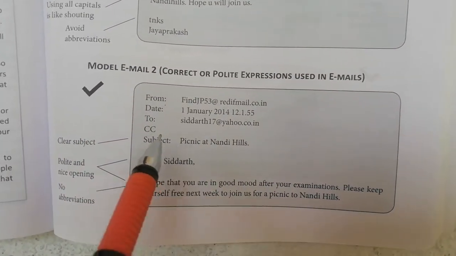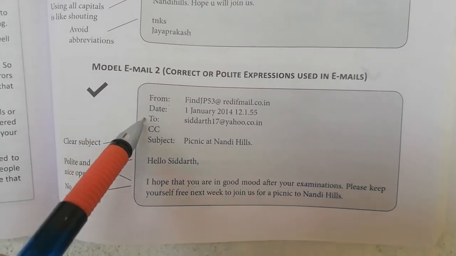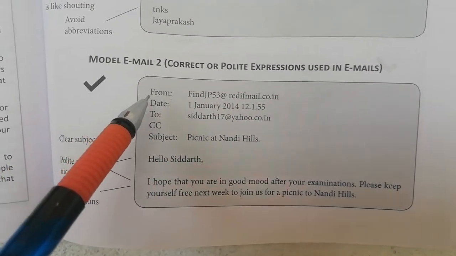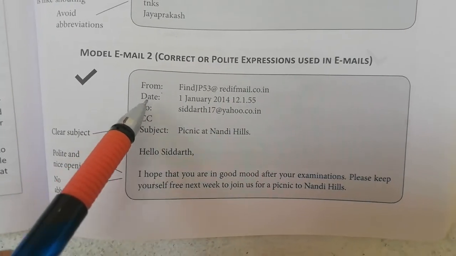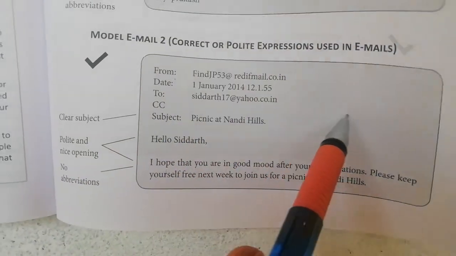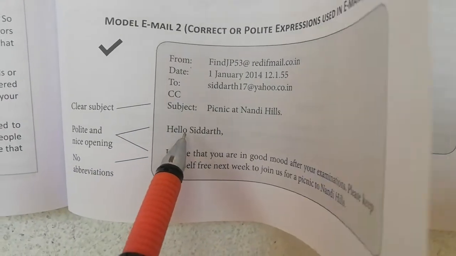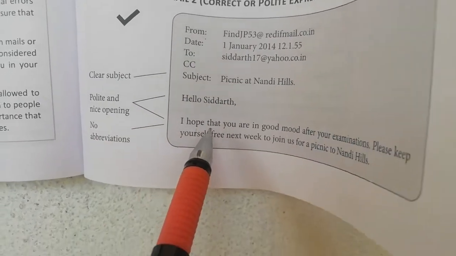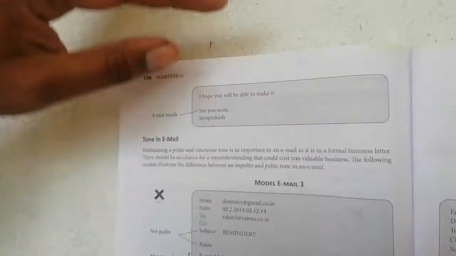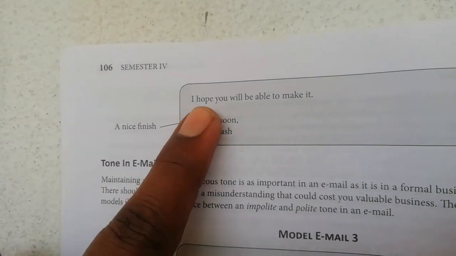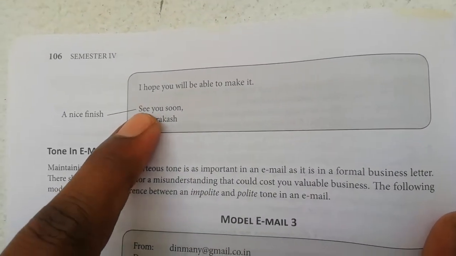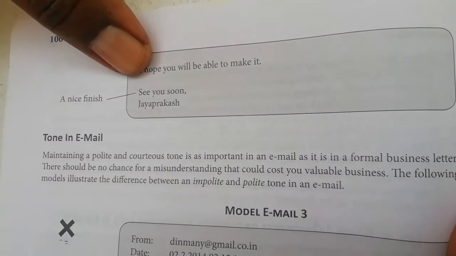So how to begin a correct email letter? All the steps should begin from the left margin. Keep it in mind. Begin with the from email ID, then date, then to email ID, then CC, carbon copy, then subject, then salutation or hello, then body of the email letter, then the concluding statement, for example, I hope you will be able to make it. Then thanking you or see you again, then his name.